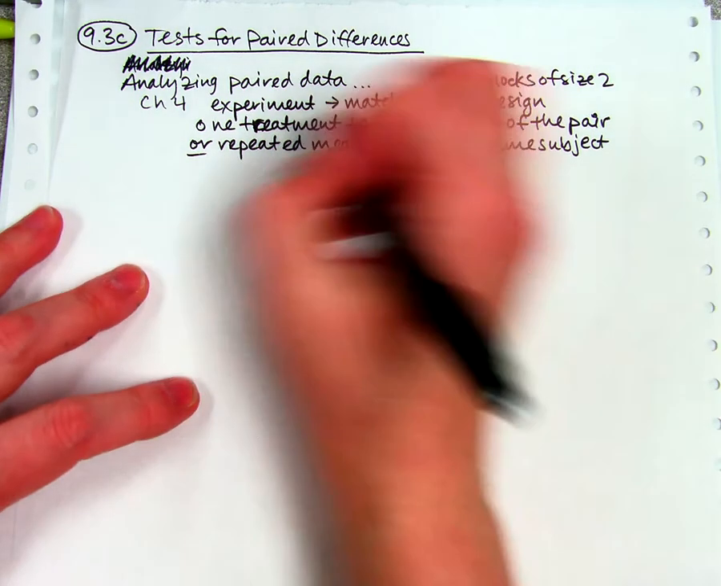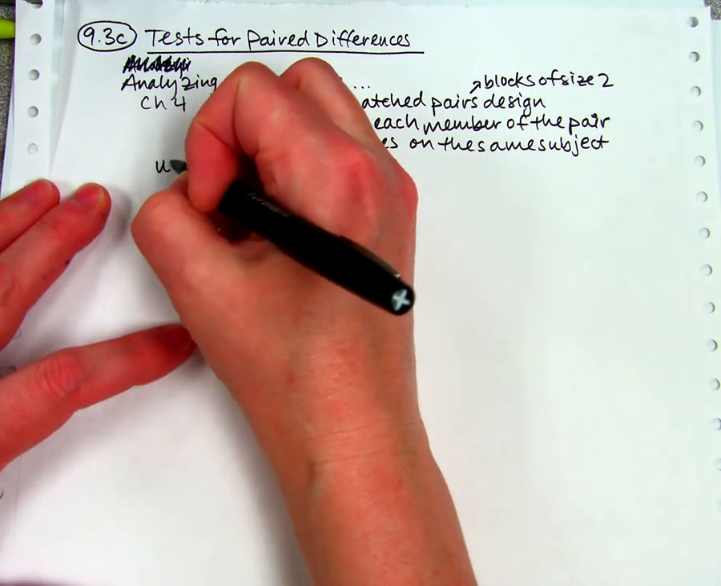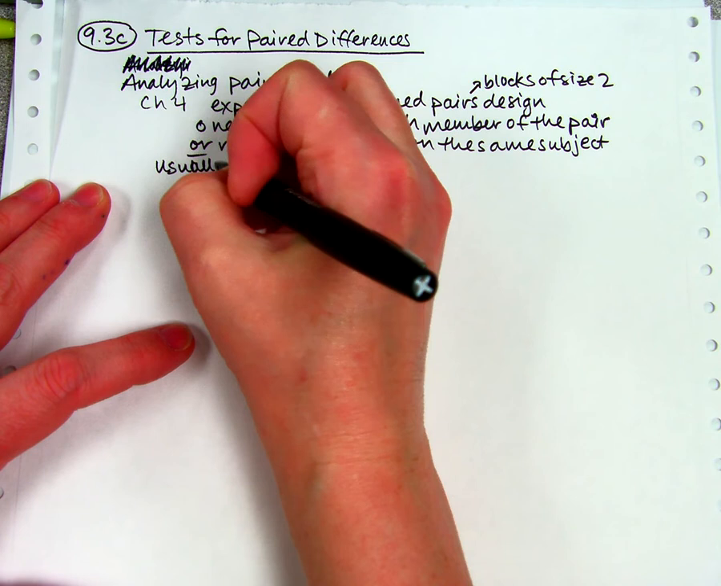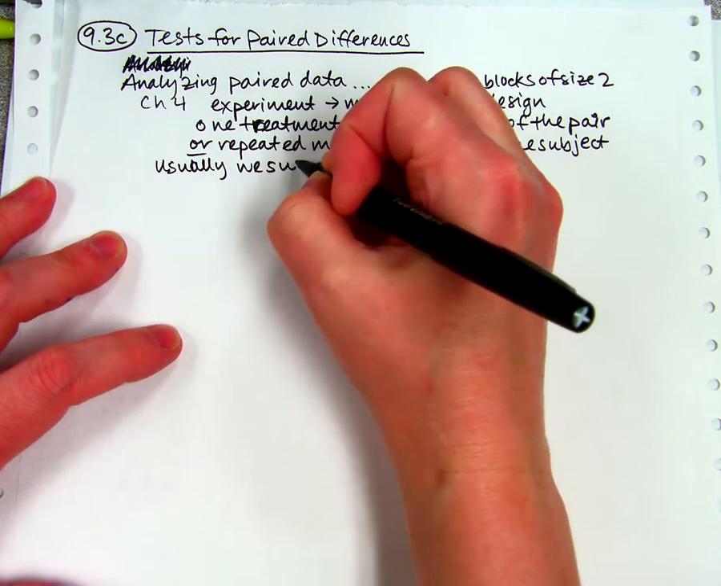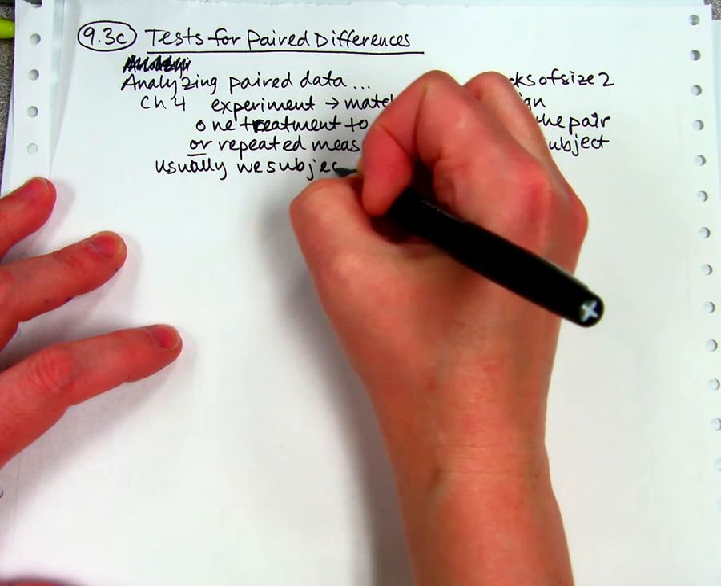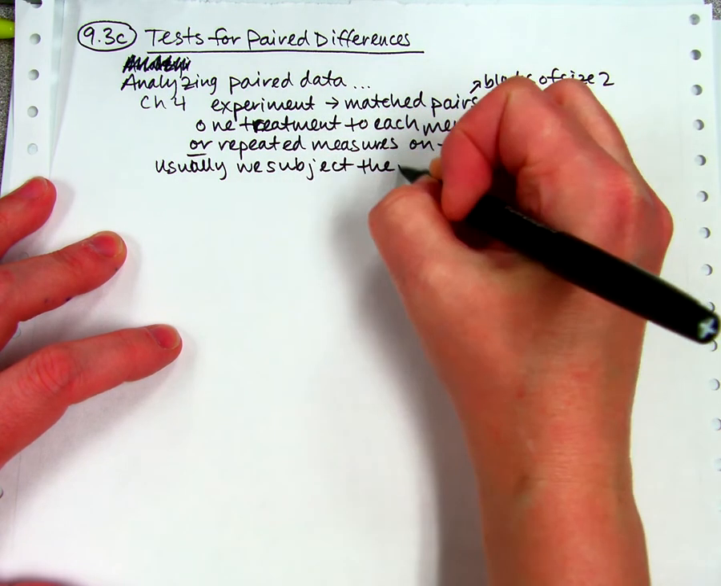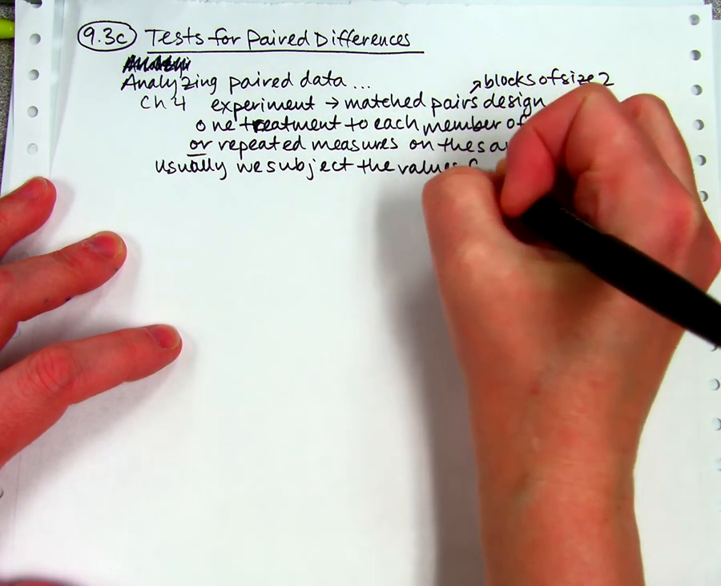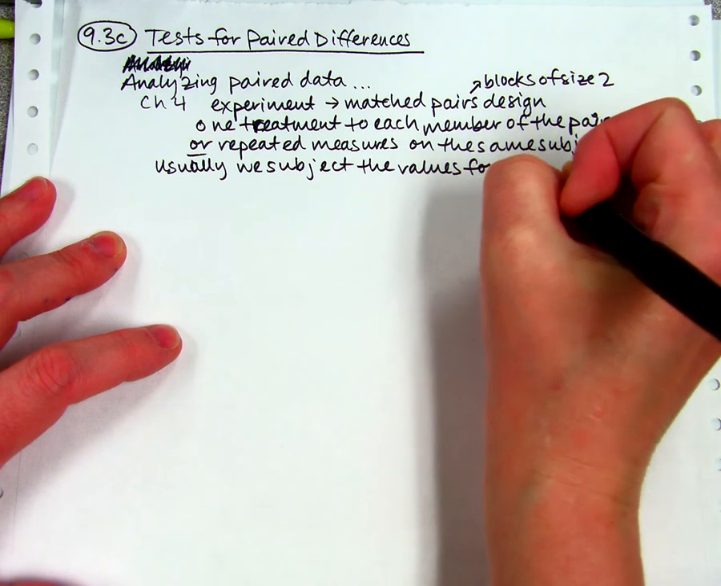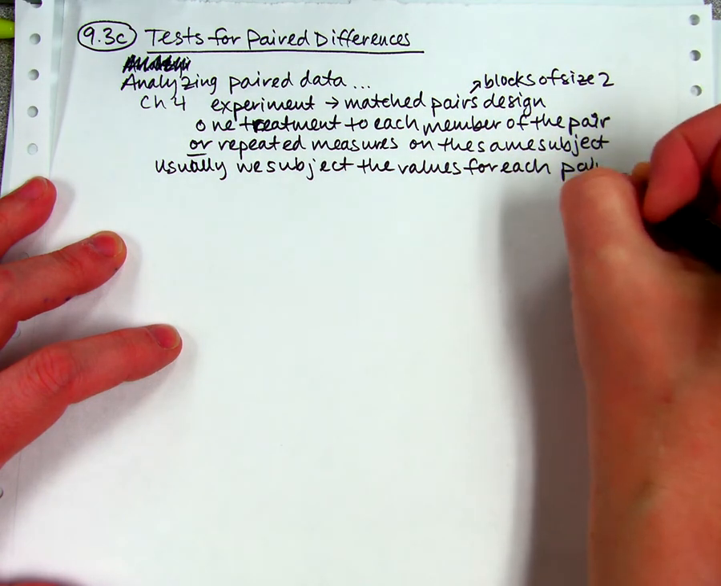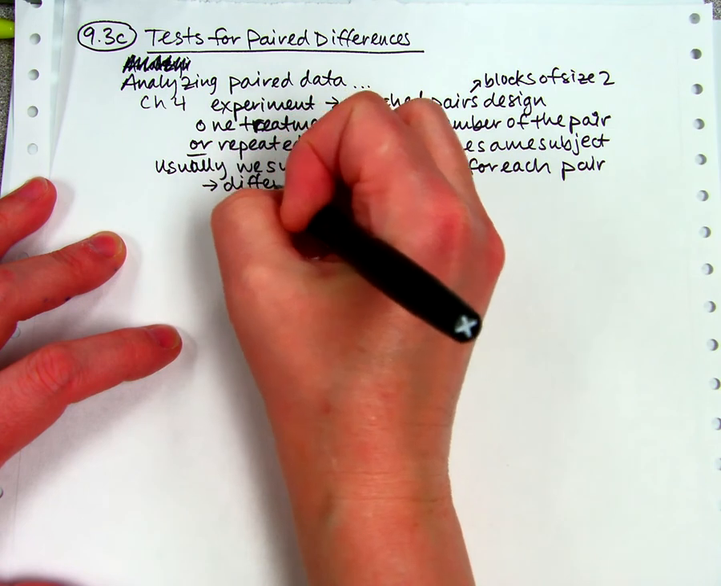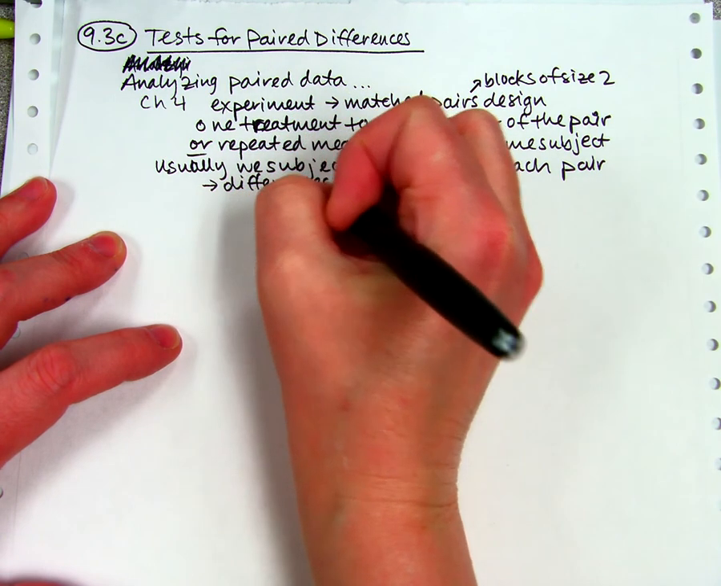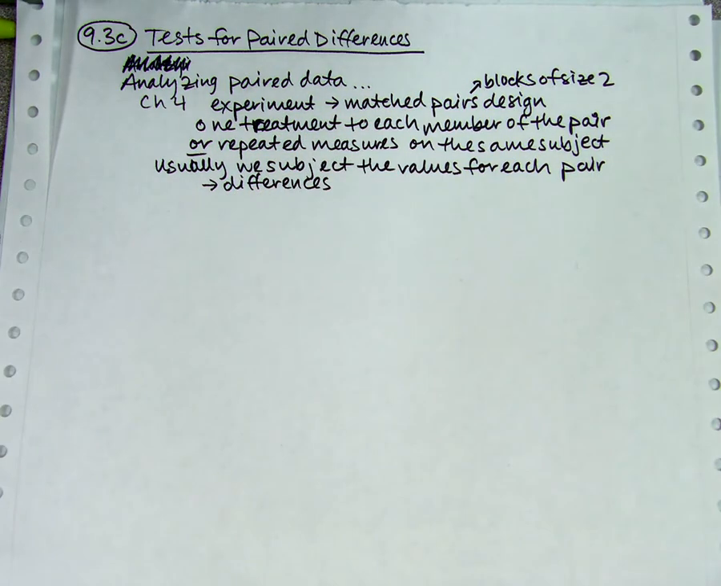But what we usually do with this kind of data is we usually subtract the 2 measures for each subject or for each pair. And we end up with a list of differences, which of course are the result of subtraction. So these differences are what we're going to work with.